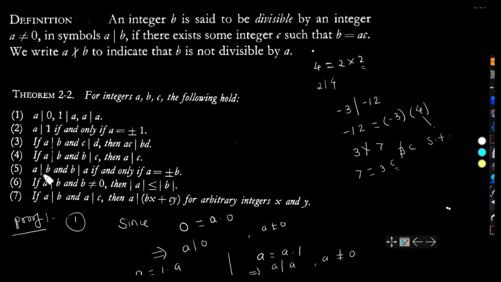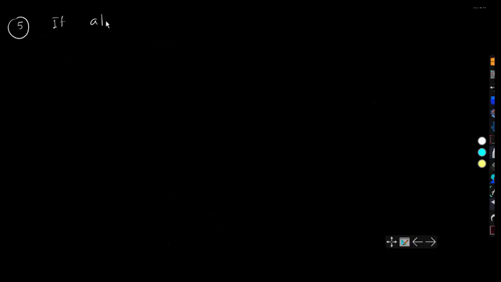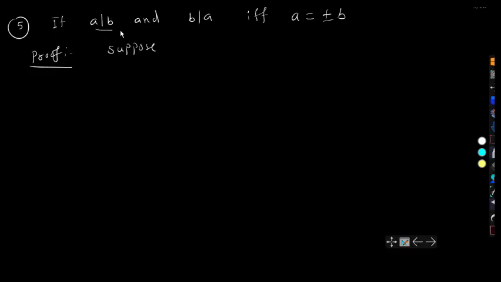A divides B and B divides A if and only if A equal to plus or minus B. Suppose two parts are here. First part is, suppose A divides B and B divides A. This is the first part and this is the second part. So first we have to suppose the first part, that is the direct part, and we have to prove this part. So in direct part, suppose A divides B and B divides A.